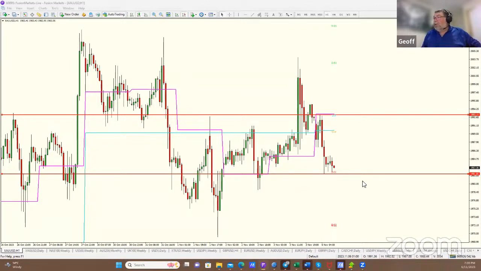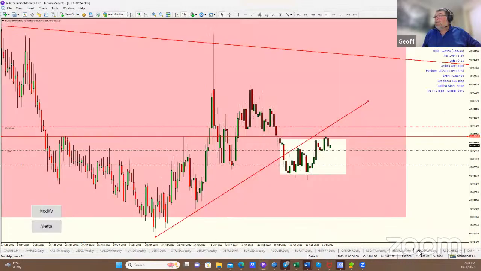Let me re-rack. There's the opening candle. And we'll move on to what I believe is pertinent for the week ahead and what I'm looking to trade. I've already placed an order on the weekly charts and it is on euro versus the pound.